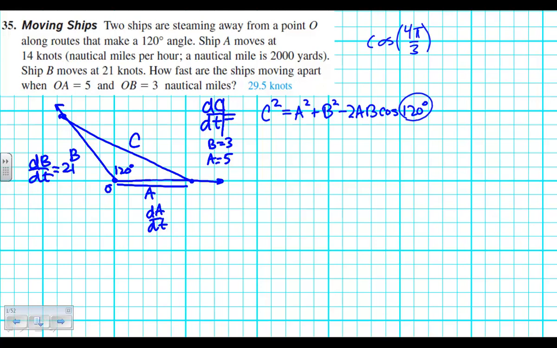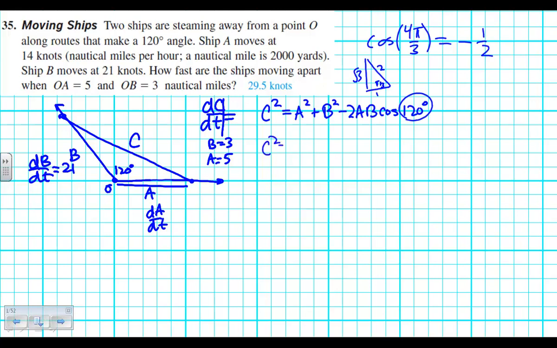4 pi over 3, right? Okay. 4 pi over 3 is in the second quadrant. Cosine is negative in the second quadrant. And now I have to ask, what is the cosine of pi over 3? Here's pi over 3 right here, and this is a 1, 2, root 3 triangle. Cosine is adjacent over hypotenuse. So the cosine of pi over 3 is negative 1/2.